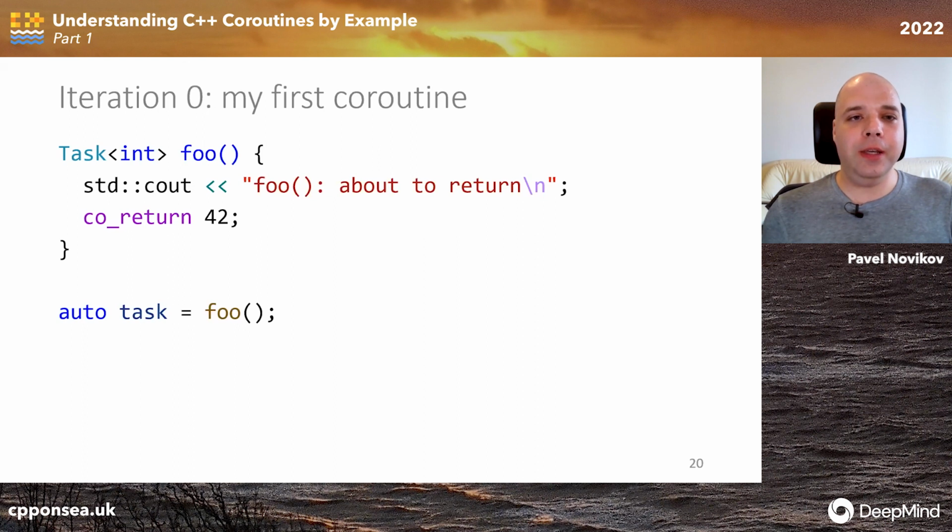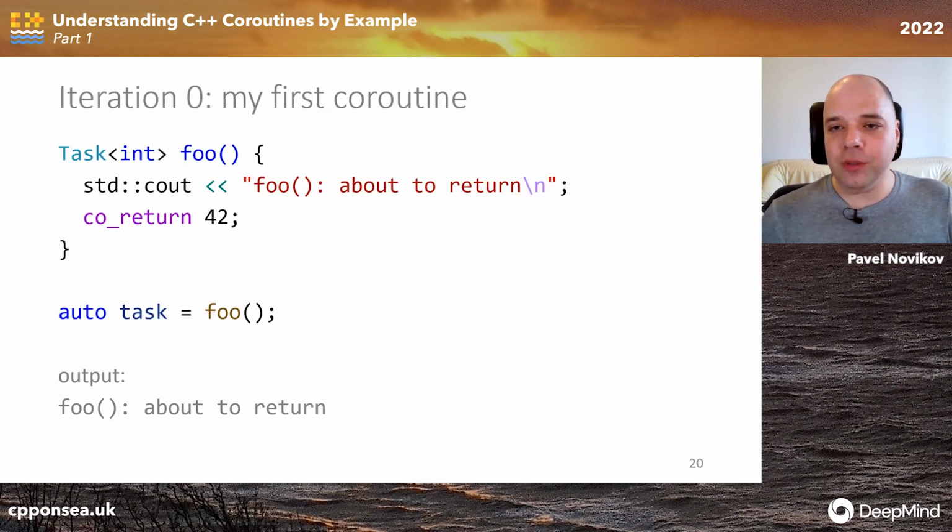Next we can write code like this. We wrote a coroutine that when we call it prints something to the console and then immediately returns a value. We can call the coroutine like that. We save the task object that we get from the coroutine in the task variable, and when we run it, we get output like this.